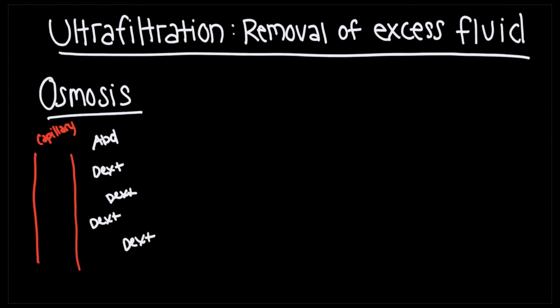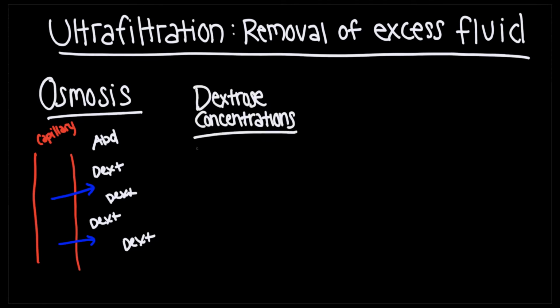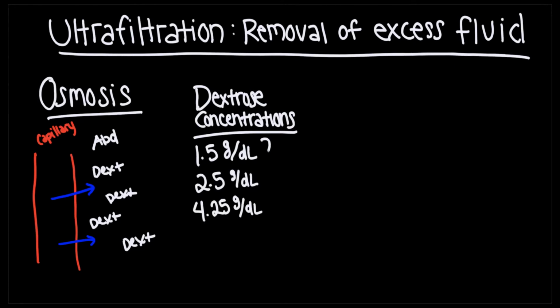The high concentration of dextrose in the PD fluid will lead to osmosis of fluid out of the peritoneal capillaries, an area of lower concentration, into the abdomen, an area of higher concentration. This fluid will then be removed during the drain phase. PD bags come with specific concentrations of dextrose: 1.5, 2.5, or 4.25. A combination of bags of different concentrations can be used during PD to achieve the desired amount of ultrafiltration.